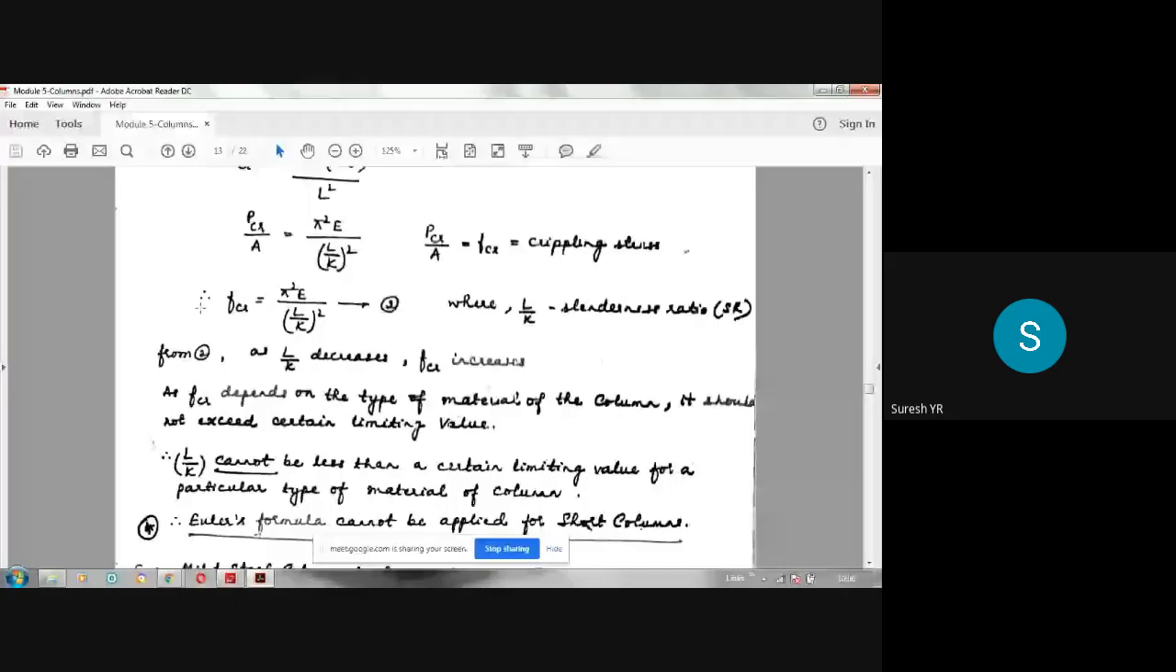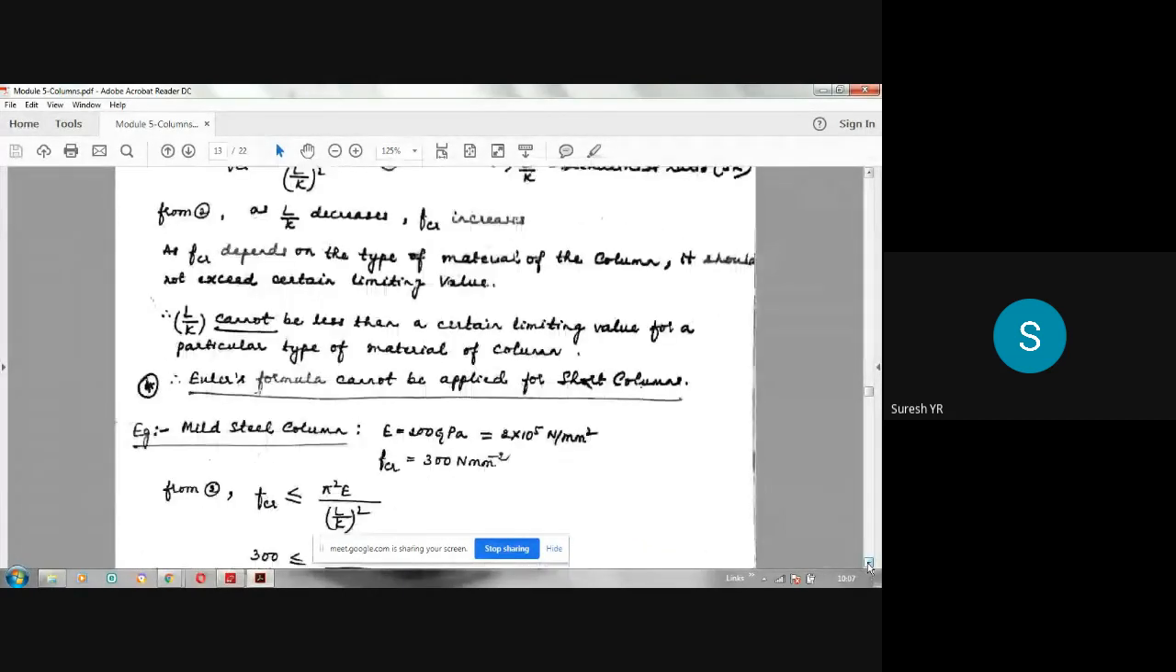Here, L by K cannot be less than a certain limiting value for a particular type of material of column, naturally, because this FCR is fixed. Since this FCR value depends on the type of material of the column, it has got some limiting value. Limiting means maximum value. Maybe, for example, for steel, 120 Newton per mm square. So it cannot be more than that. So when this is fixed, this also cannot be less than a particular value. That is the restriction. So therefore, Euler's formula cannot be applied for short columns.